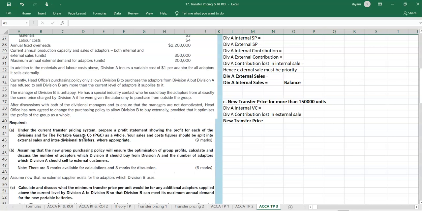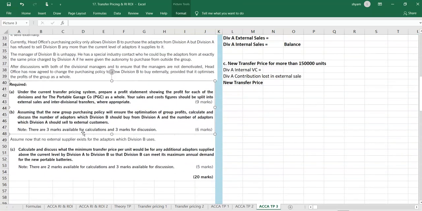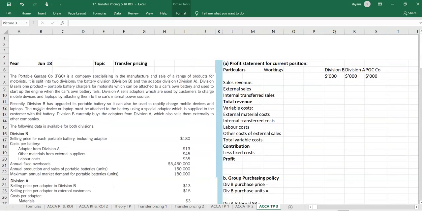Under the current transfer pricing system, prepare a profit statement showing the profit for each of the divisions and the Portable Garage Co as a whole. So for both divisions and for the group you have to show it. Your sales and cost figures should be split into external sales and internal division transfers where appropriate. So you have to show the split wherever it is possible. We'll start from there and then move on to the B and C requirements.